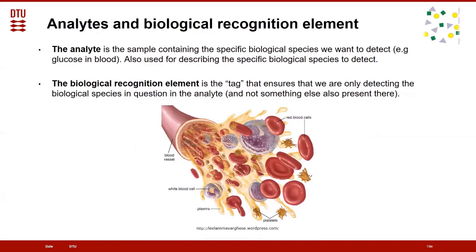So the analyte and biorecognition element. The analyte is the sample containing the specific biological species we want to detect, for instance, sugar in the blood, glucose in the blood. The glucose sensor is the biosensor. It's also used for describing the specific biological species to detect. The biological recognition element is the tag that ensures that we can only detect the biological species in question in the analyte and nothing else. So we don't want to detect anything else than our analyte in question.